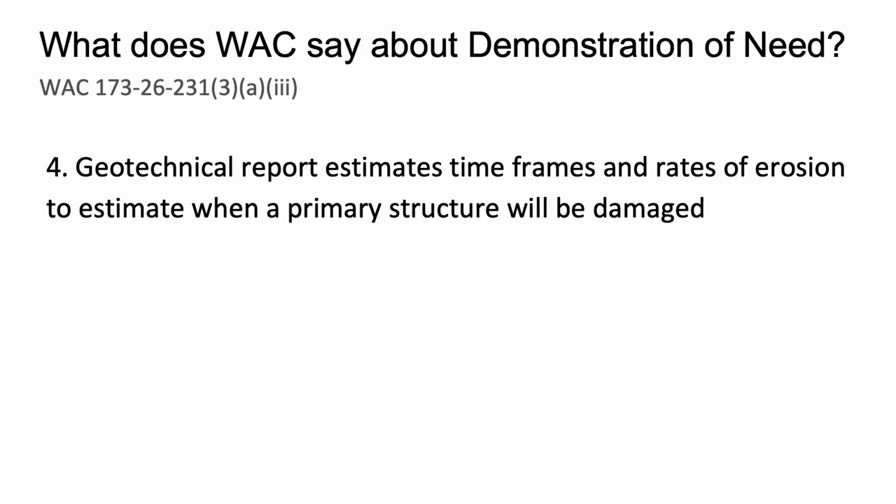Fourth, you need a geotechnical report that estimates timeframes and rates of erosion in order to estimate when a primary structure will be damaged. So generally, hard armor can be authorized when there is a risk to the structure within 3 years. Note that if the geotechnical analysis finds that the structure is at risk at some later date beyond 3 years, that report can still be used to justify soft-shore protection.